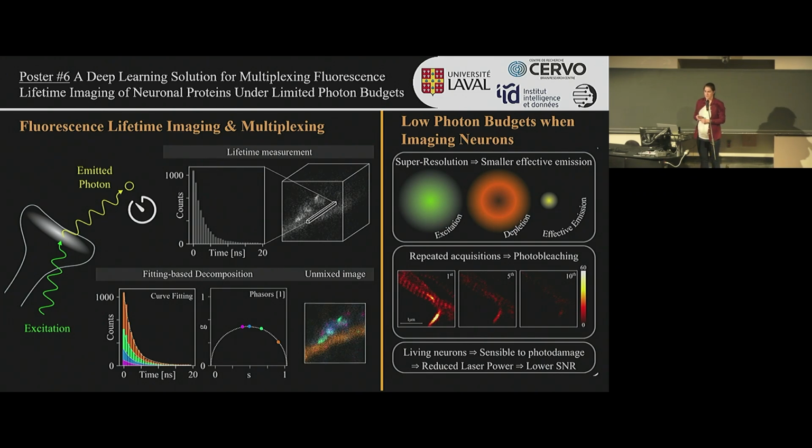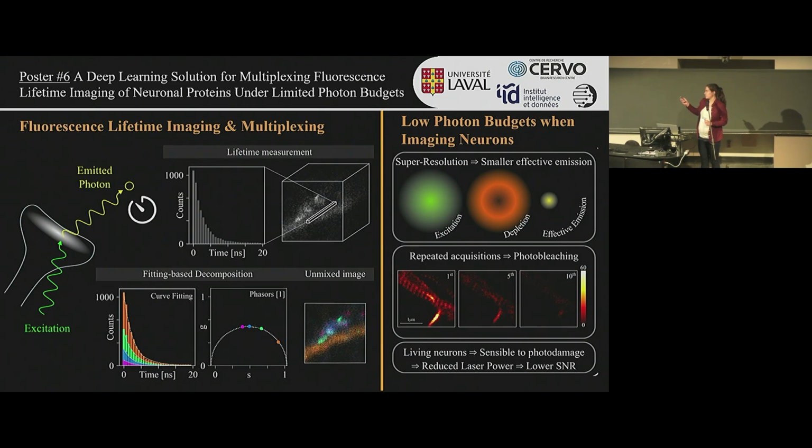So for this specific project, I was trying to multiplex images, so that means try to image as many different channels as possible. So in fluorescence microscopy, a channel is a protein, so we're not just making beautiful images with many colors, we're actually looking at more proteins the more channels we have.